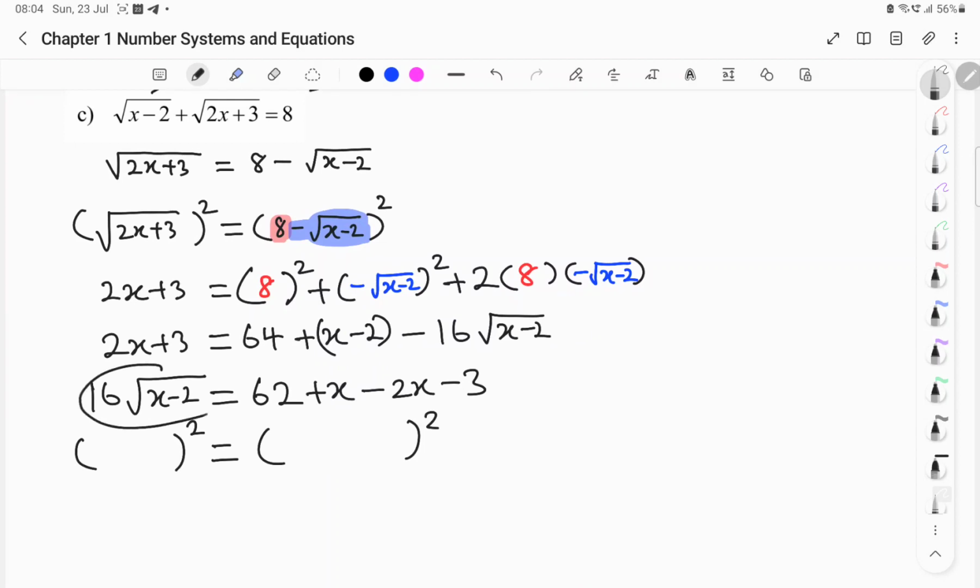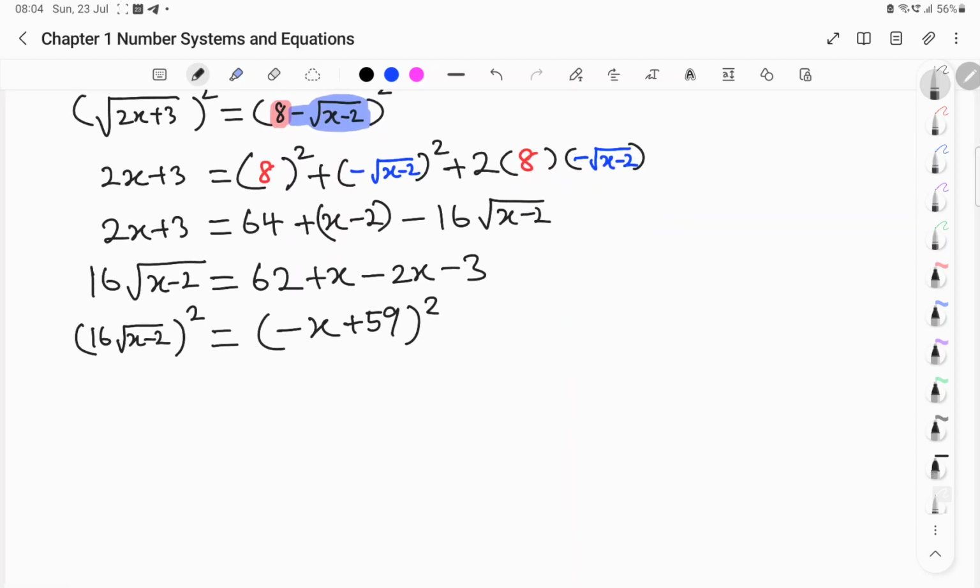Okay, because we still have one more square root over here, right? So we have to square both sides for the second time. So just put them inside the bracket like this. Do not worry so much. This one needs to be solved first. We need to simplify first. So x minus 2x is minus x. 62 minus 3 is plus 59. I think yes, correct.